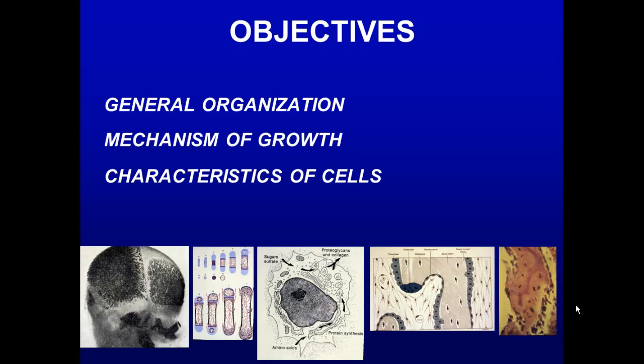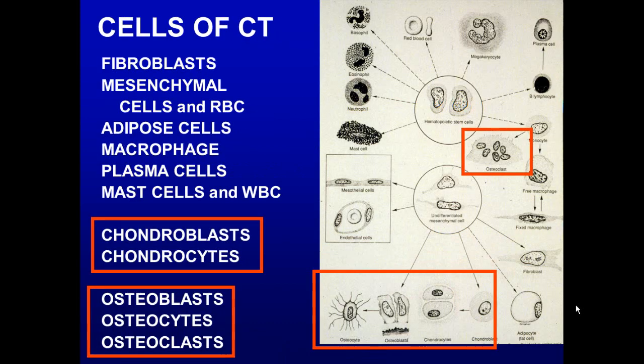What we want to do is look at the general organization of cartilage and bone, the mechanism of growth, and characterize the different cells of cartilage and bone. If you look at connective tissue in general, you see there's a host of cells that are produced from stem cells in the bone marrow.